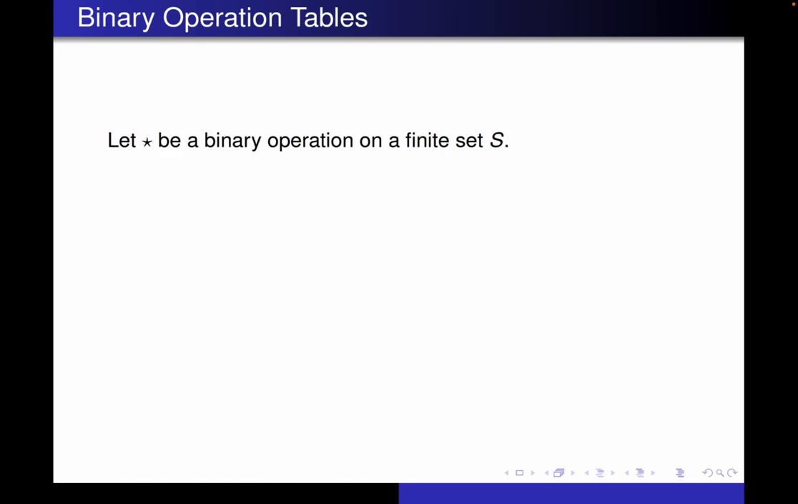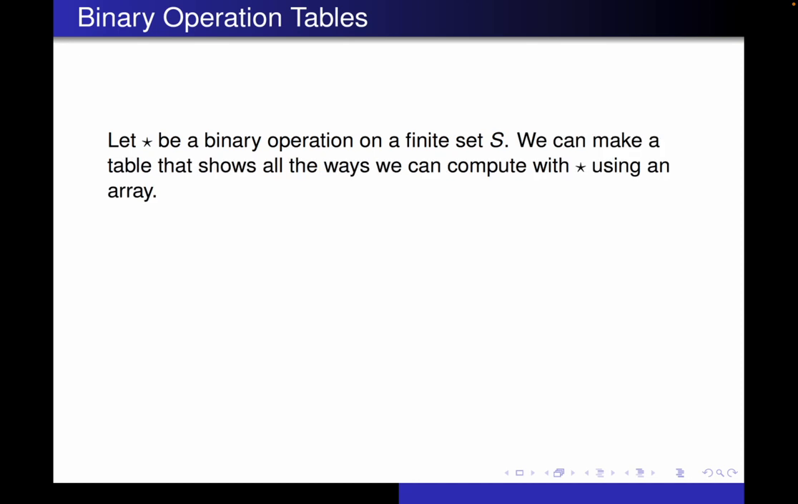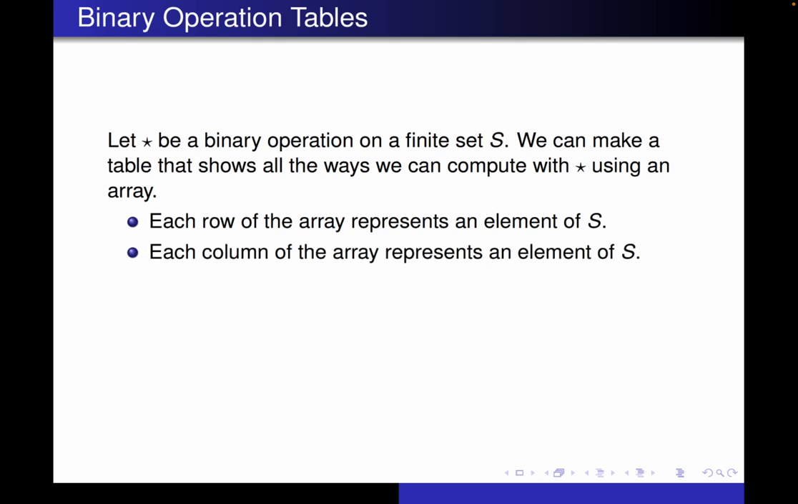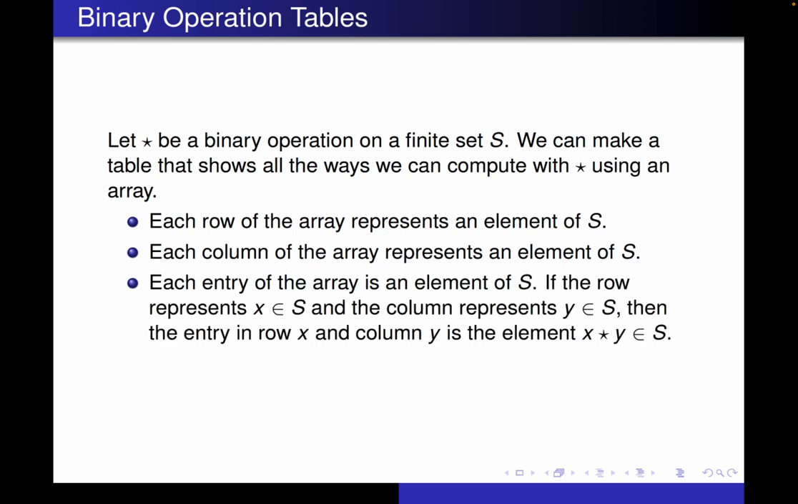All right, so the symbol we're going to use for our binary operation is the star symbol. And what we can do is make a table that shows all the ways we can compute with star by using an array. So a table, it's a rectangular table. Each row of the array represents an element of S, and each column of the array also represents an element of S. And each entry within the array is an element of S. So if the row represents X, and if the column represents Y, then the entry in the row with X and the column with Y is the element X star Y.